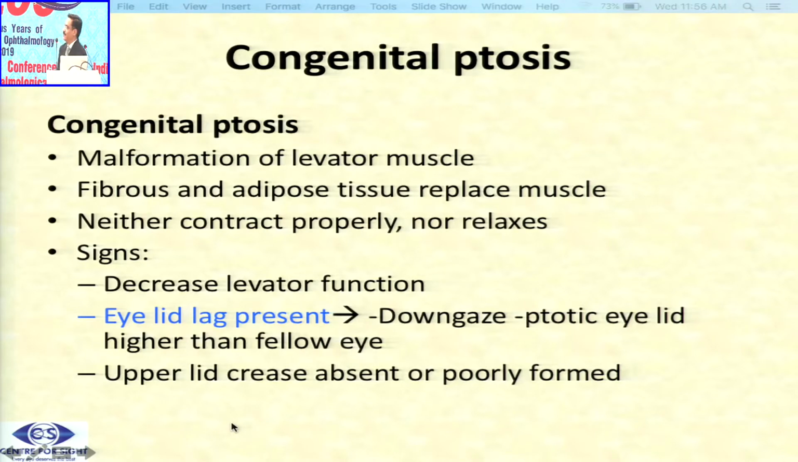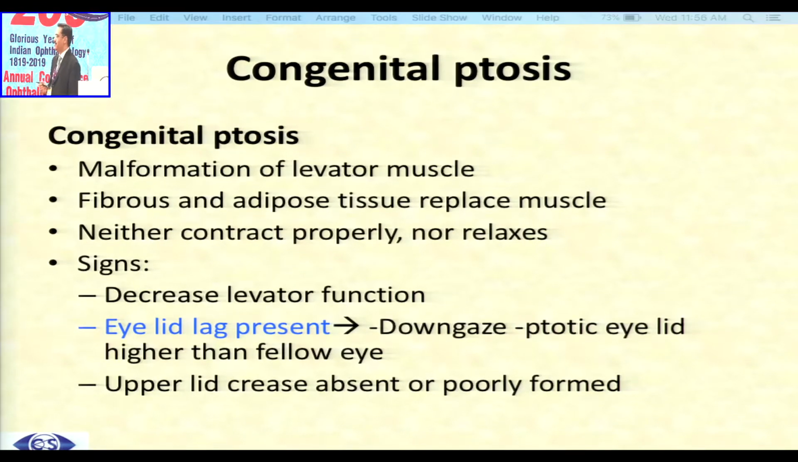Now, there are certain features in congenital ptosis. There is malformation of levator function, it becomes dystrophic, there is some fibrous and adipose tissue in the muscle. So, neither are these levators able to contract properly, nor are they able to relax properly. And this gives you this sign, lid lag, which is there in congenital ptosis.